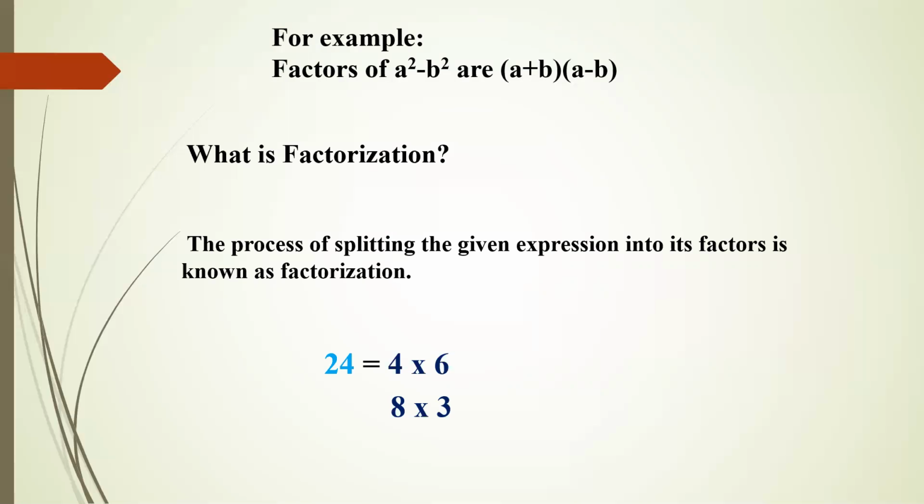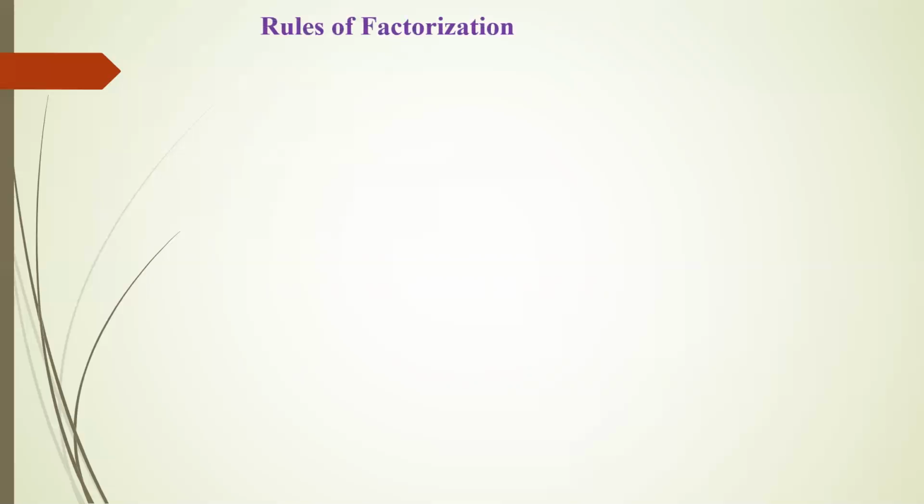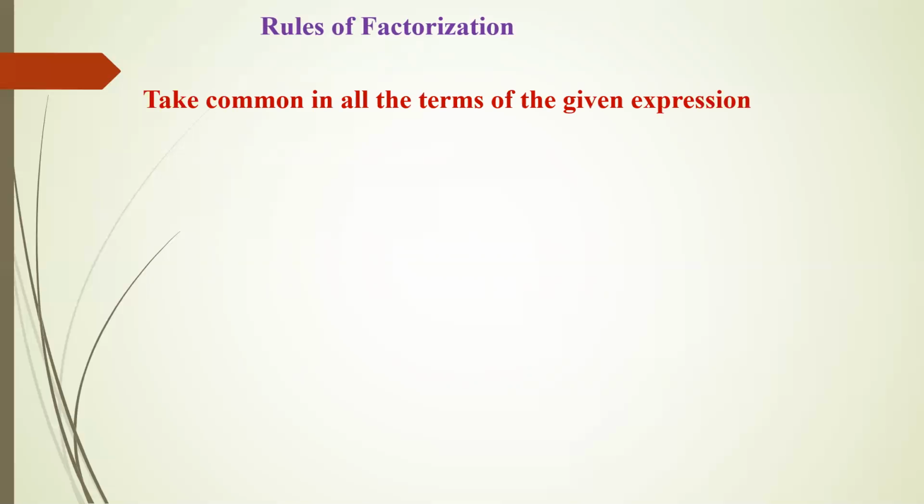Okay, but in algebra there are different rules to factorize. So let's discuss these rules. Okay, the first rule is take common in all the terms of the given expression. When I use the word common, remember, it means the similar terms or the similar variable in the given expressions. Okay, let's get an example here. Look at this one. If you look into the four terms here, in each term, you can see A is common, or you can say that A is similar in each term.